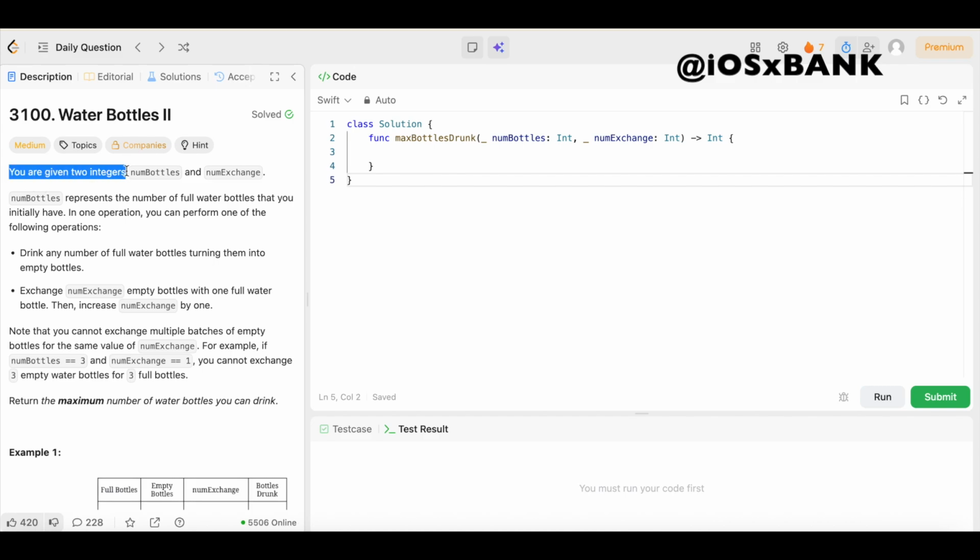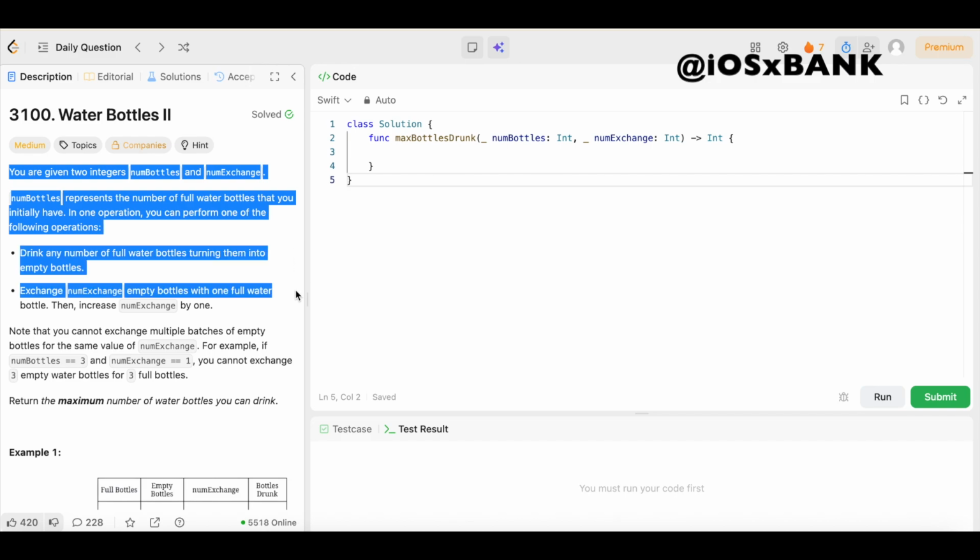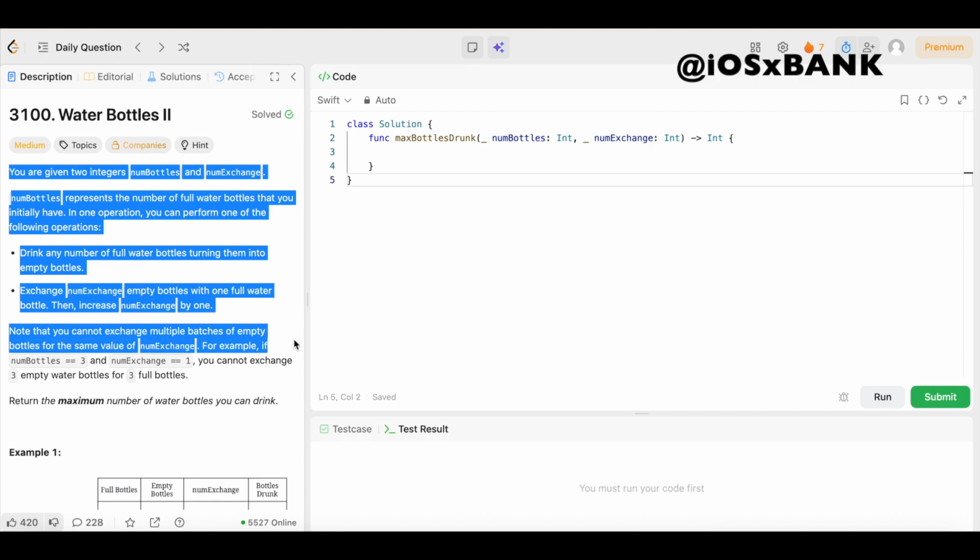You are given two integers, numBottles and numExchange. numBottles represents the number of full water bottles that you initially have. In one operation, you can perform one of the following operations. Drink any number of full water bottles, turning them into empty bottles. Exchange numExchange empty bottles with one full water bottle, then increase numExchange by 1. Note that you cannot exchange multiple batches of empty bottles for the same value of numExchange.